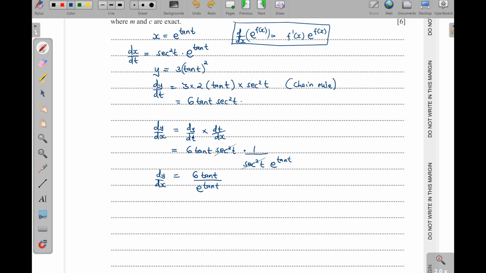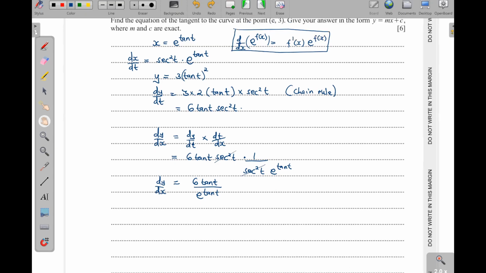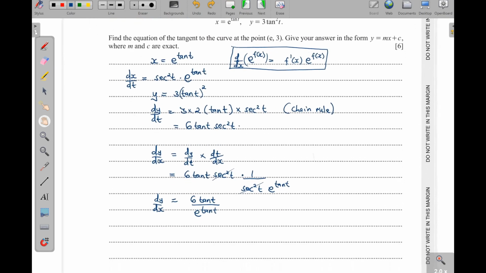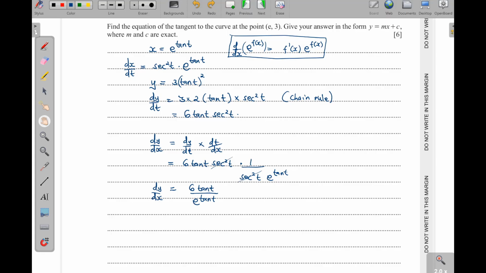Now, this expression for dy/dx is actually called the gradient function. So they give us a point. Remember, to find the equation of a straight line, we need to get the gradient and at least one point through which the line passes. So they gave us a point. The point was given as (e, 3). The x coordinate is e. Now at (e, 3), this simply implies that we have e power 1, then we have e power tan t. This is the x coordinate.